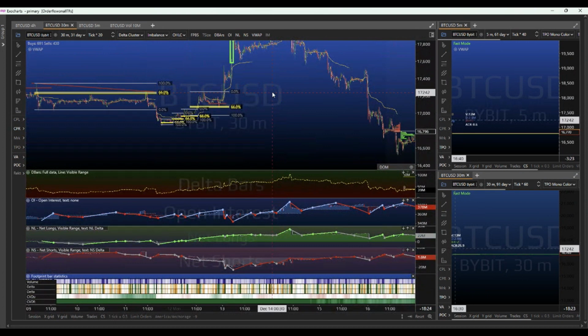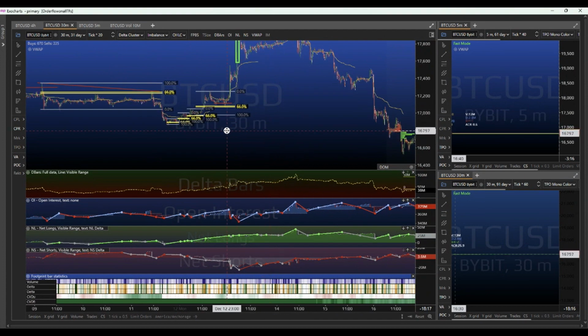I noticed on your chart it says Bybit. Is that all perpetual volume? Is that only on the Bybit exchange that those deltas are coming in at?